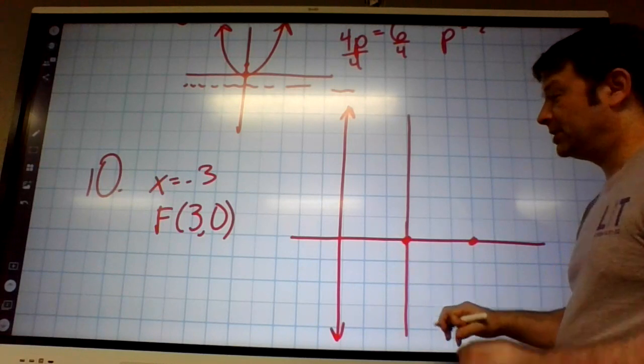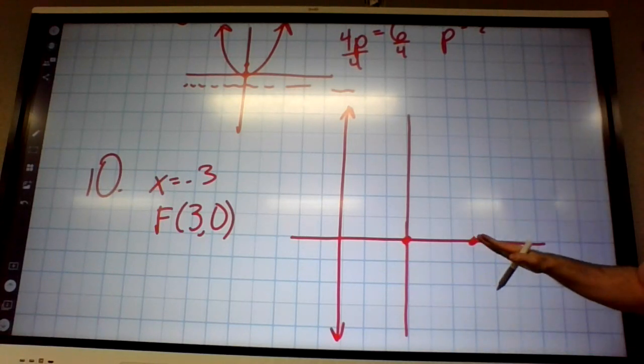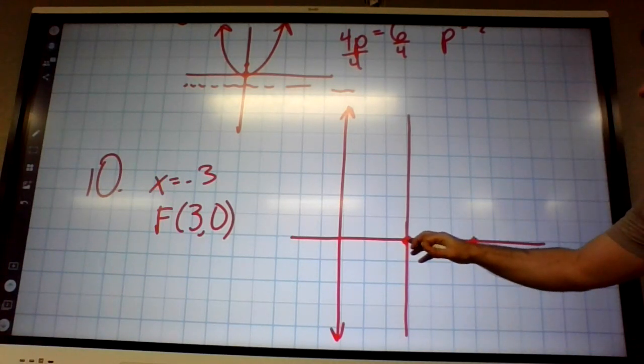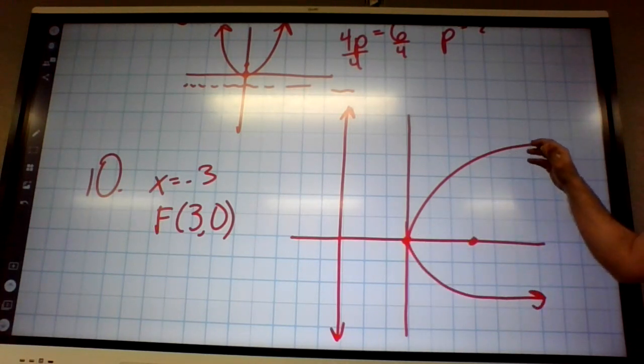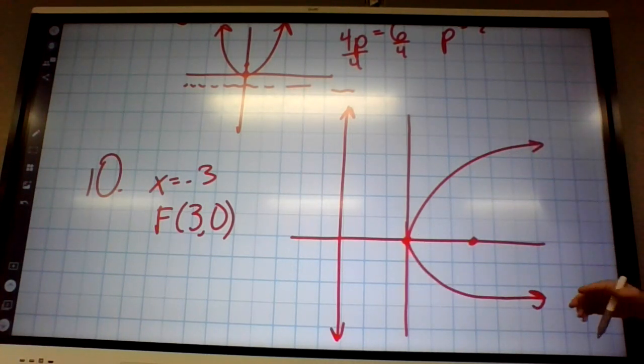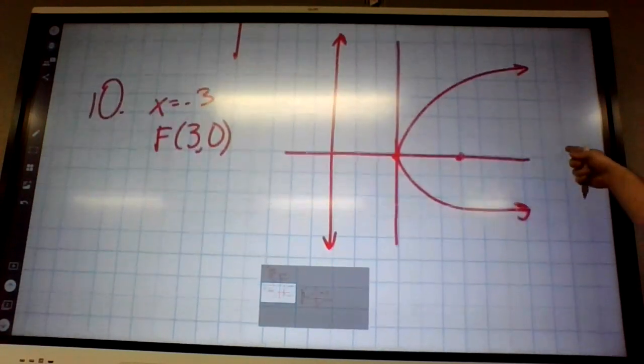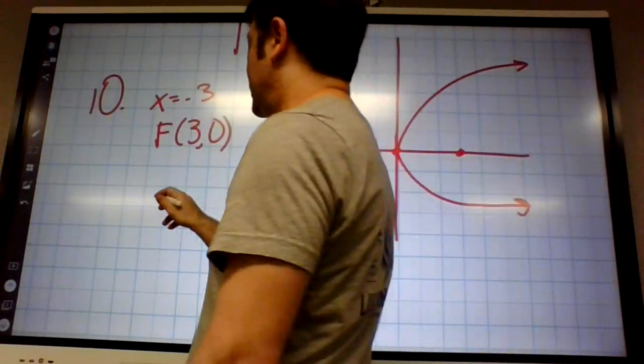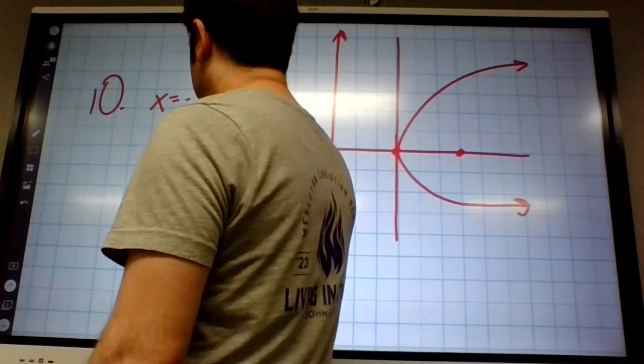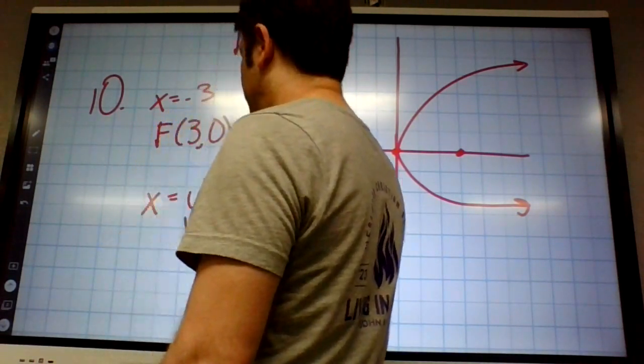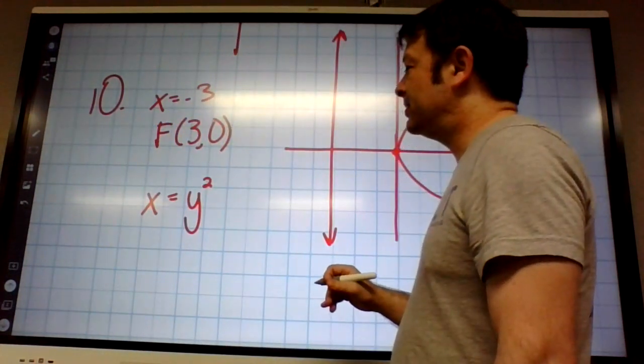That's good news. Okay, but if the focus is out here to the right, what that tells me is the parabola is going like this. So what does the equation look like if the parabola is heading off to the right? Instead of y equals x squared, it's going to be x equals y squared. This is not quite the answer.